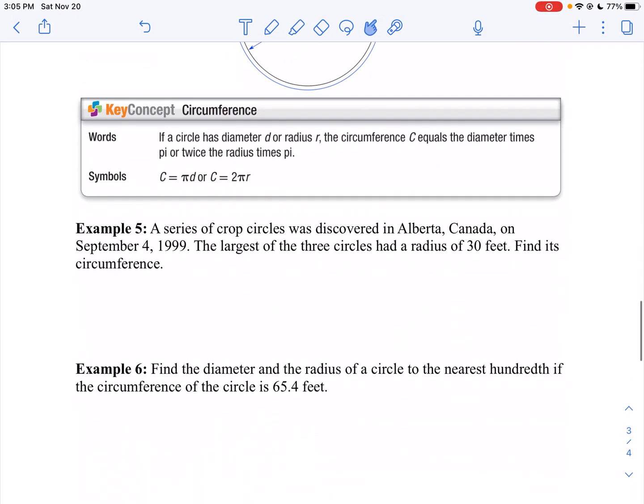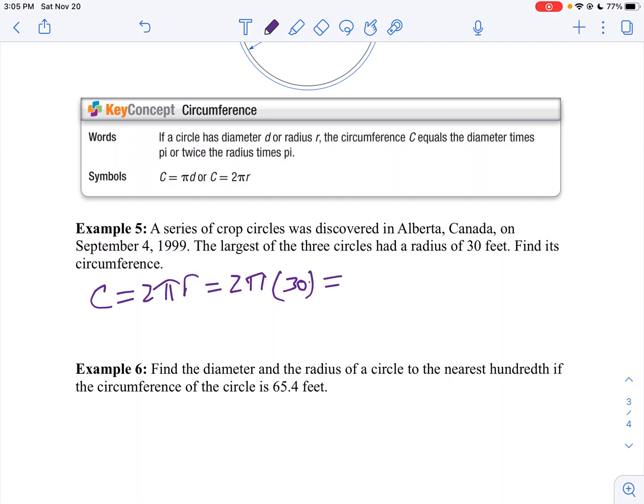So if I take a look at example 5, it says a series of crop circles was discovered in Alberta, Canada on September 4th, 1999. The largest of these circles had a radius of 30 feet. Find its circumference. Well, my formula for circumference with radius is 2 times pi times r. So I think I'll just do that. So I'm going to take 2 times pi times my radius, which in this case is 30.